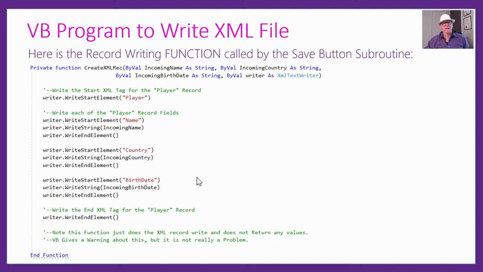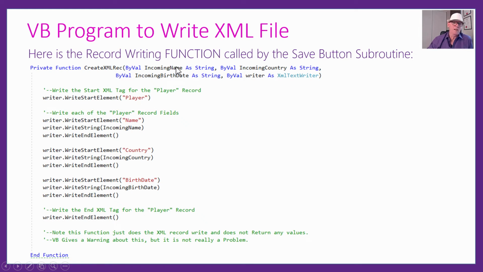So here's the function that writes out all of the individual player records. It's going to write the start element here, the player, which is the start of this particular record. And then we're going to write the name in there. We're going to get the incoming name off the form. You know how we've passed into this function the incoming name, because when we were back in the subroutine we put str name that we got off the form, so that's what should be in here.